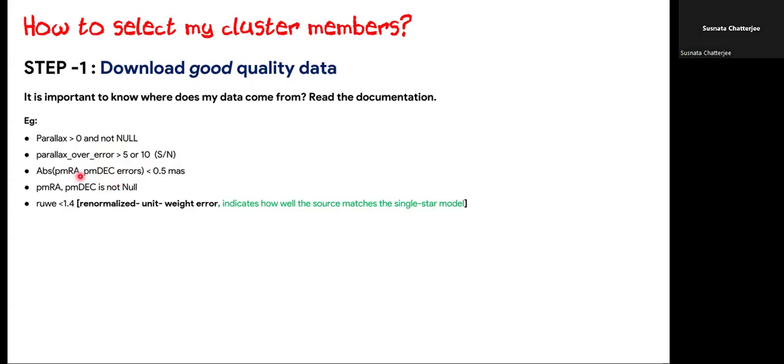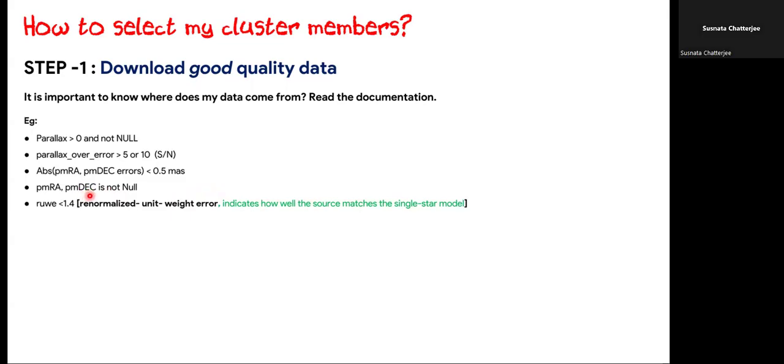As we will see in the later part of the presentation, we will be performing clustering in proper motion space. For this reason, we require good quality proper motion values. So we need the absolute proper motion PMRA and PMDEC errors to be less than 0.5 milliarcseconds per year. Now, of course, PMRA and PMDEC should not be null.